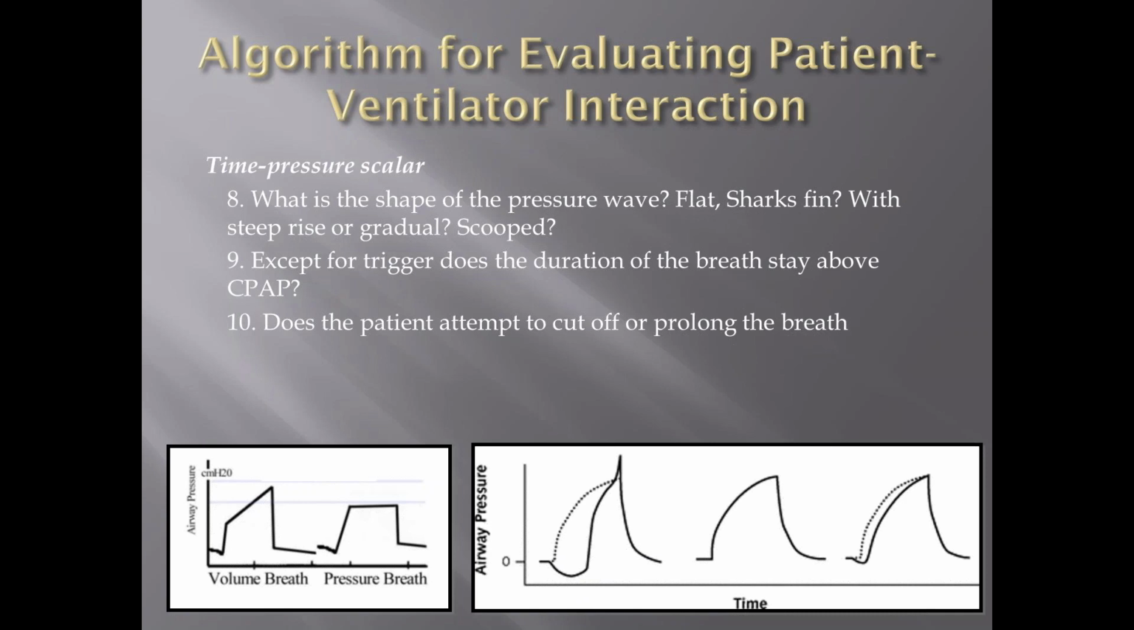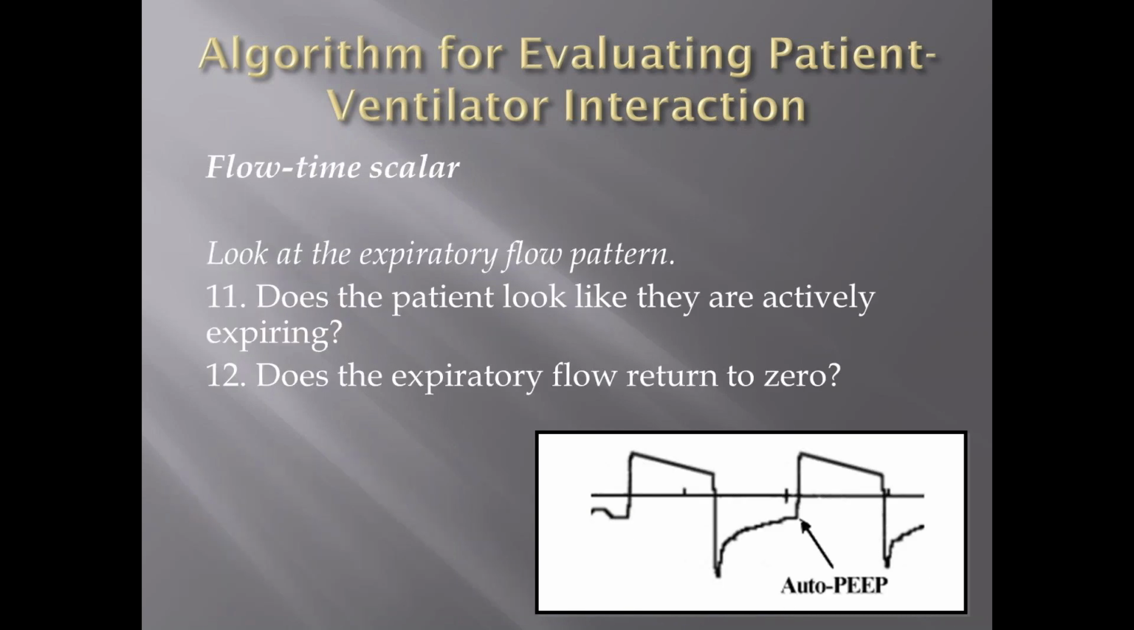Does the patient attempt to cut off or prolong the breath? We'll talk about how to identify that. And in terms of flow, are they actively expiring? Sometimes in patients with airway disease, the flow will be here, and you'll see the patient actually working to expire before the next breath is delivered. That could be indicative that their airway mechanics are really impaired.